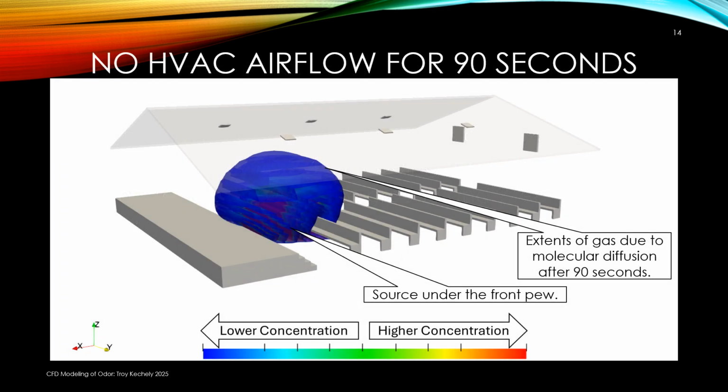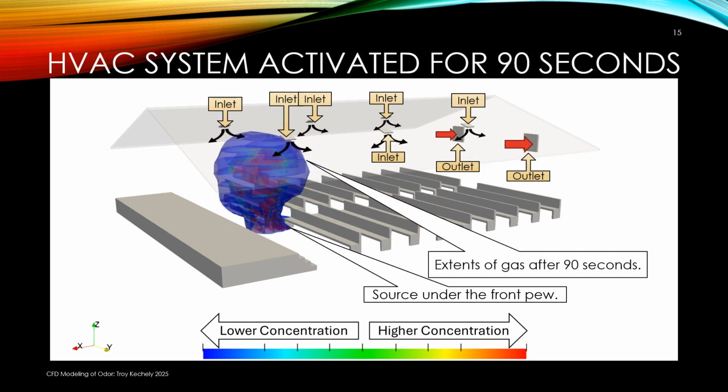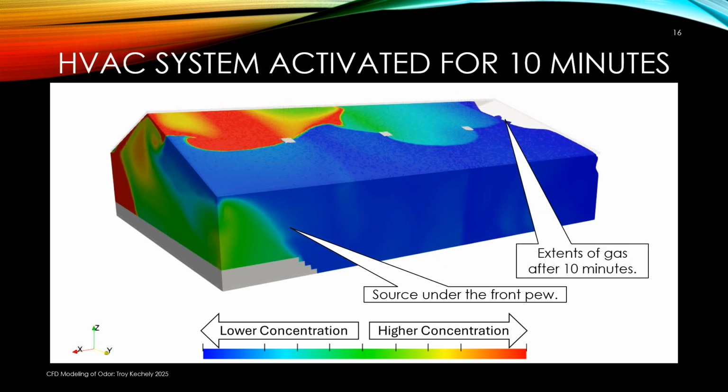This first image just shows the limit of gas out to about a minute and a half. This is just due to molecular diffusion. There's no ventilation system running. This is just the molecules bouncing off one another, emanating away from the source. This is the same time frame, but with the ventilation system turned on. You look at this and you can see there's clear deformation compared to the last one. And maybe you're wondering, okay, what's the big deal? Well, this is the big deal. This is after 10 minutes. That odor's everywhere in high concentrations.